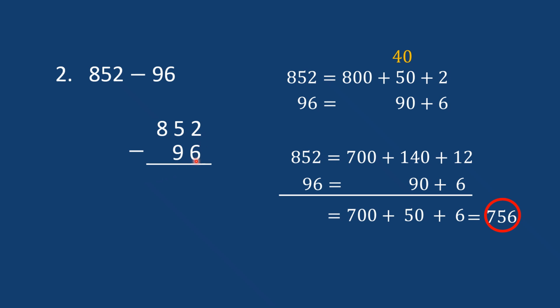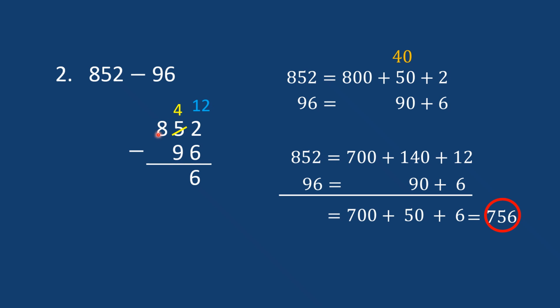Let us go back to the example. 2 is smaller than 6. So we are going to borrow 1 from 5. 5 becomes 4. When we borrow 1 from 5, we are actually borrowing 10. And then we add 10 to 2. 2 becomes 12. We can now subtract. 12 minus 6 is equal to 6. 4 is smaller than 9. So we cannot subtract 9 from 4.